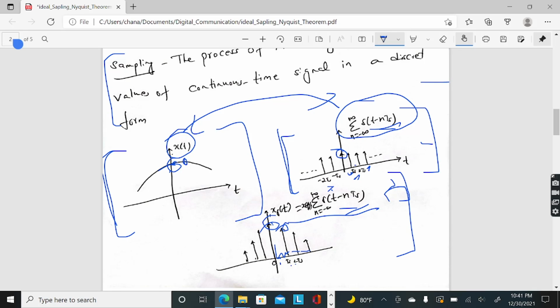In the next video we will take it further and prove what we call the Nyquist theorem, which essentially defines the maximum interval, or minimum rate, that I can have for ts.